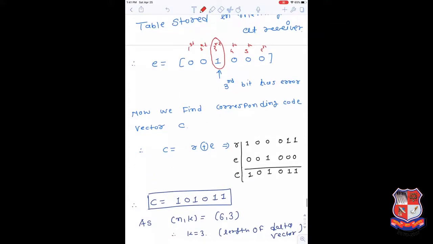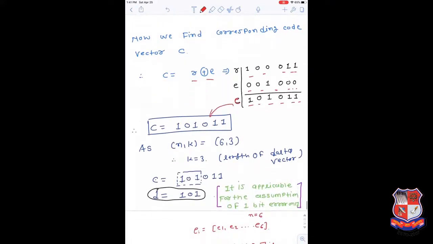So now we XOR this R with E. R is available as 101011... R XORing with this E, 001000, which we have found from the lookup table. We do this XOR operation and finally get the code word C, 101011. So this is known as the code word C. This C is written here as 101011. It's a (6,3) code, so the first few bits, k is 3 and n is 6. So these 3 bits are your data vector 101.